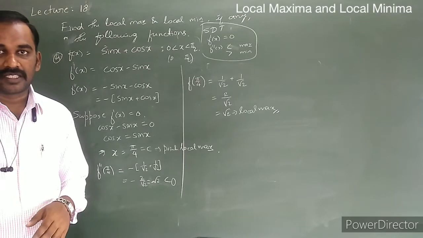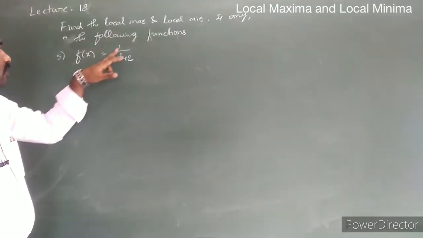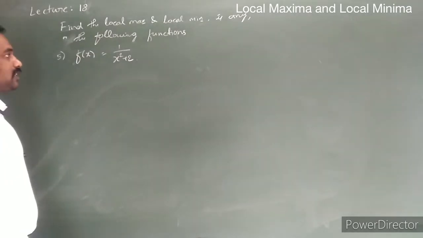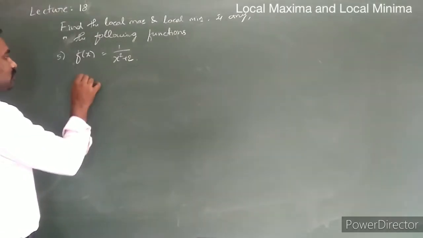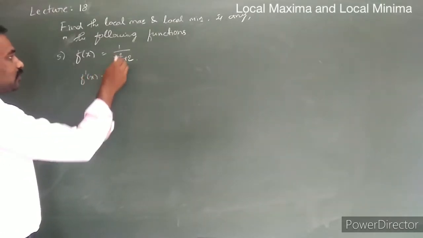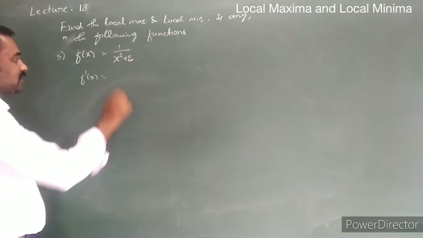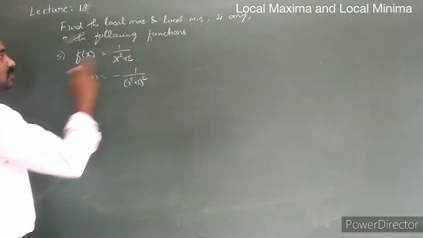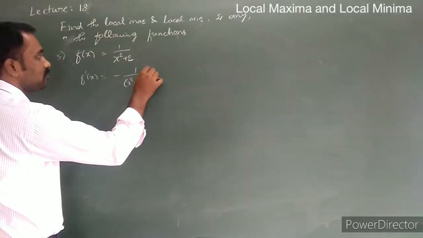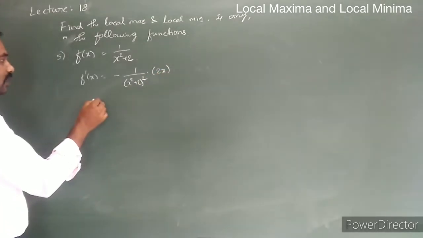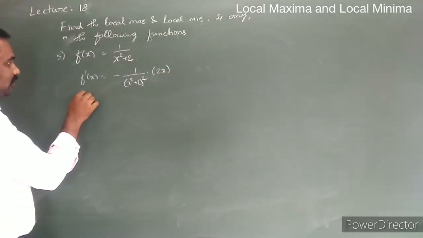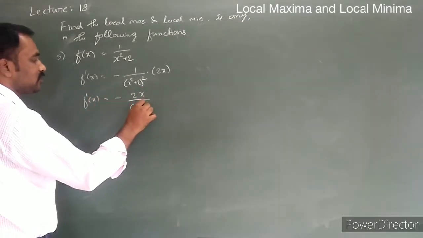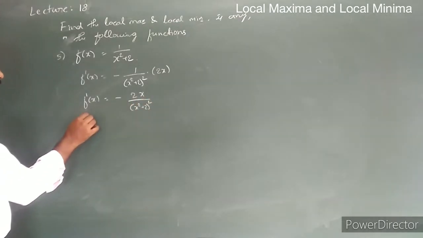Now the next problem: f of x is equal to 1 divided by x square plus 2. Find the local maximum and the local minimum, if any. So I directly take f dash of x is equal to minus 1 by x square plus 2 whole square, but in place of x square plus 2, the differentiation of x square plus 2 is 2x. So f dash of x is equal to minus 2x divided by x square plus 2 whole square. Now again differentiating.